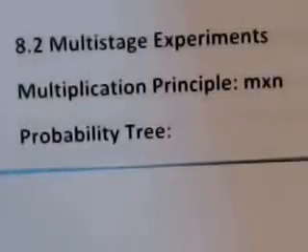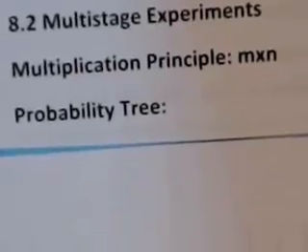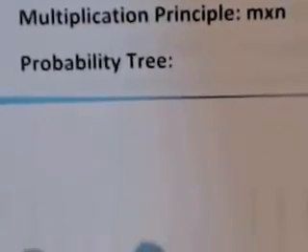In section 8.2, we're going to be dealing with multi-stage experiments and the multiplication principle of multiplying the probability of one event times the probability of another, which will be used most often. If you're asked to make a probability tree, this is what you will do.